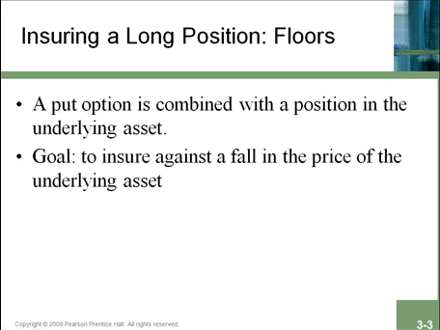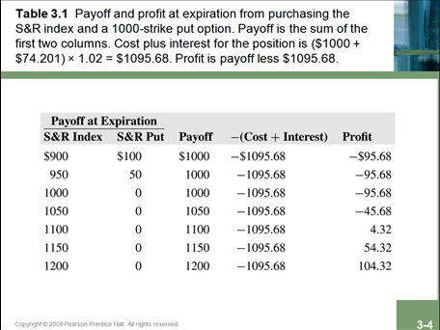Now, of course, investors are risk averse, and they don't like the possibility that their assets might go down in value. One thing you can do to provide yourself with some protection is to purchase a put option in combination with that underlying stock or that underlying stock index. What that put option will do is to function as insurance against a fall in the price of the underlying asset. And let's see how that might work.